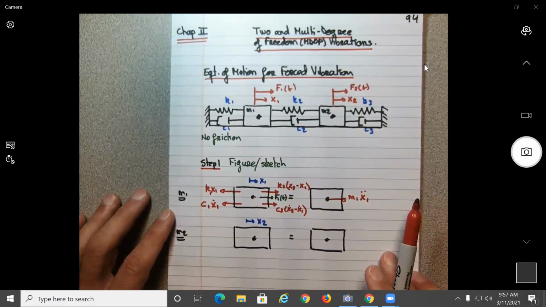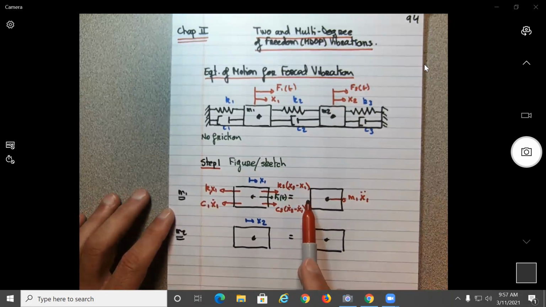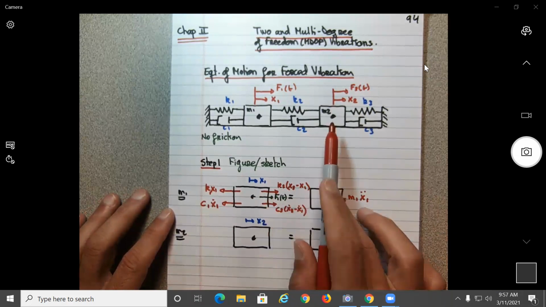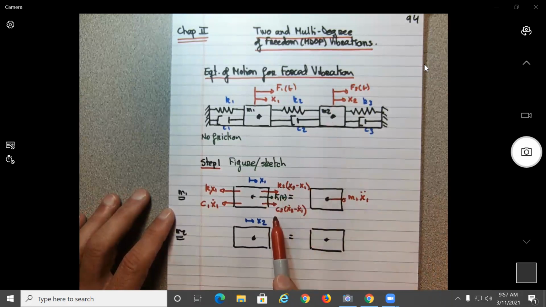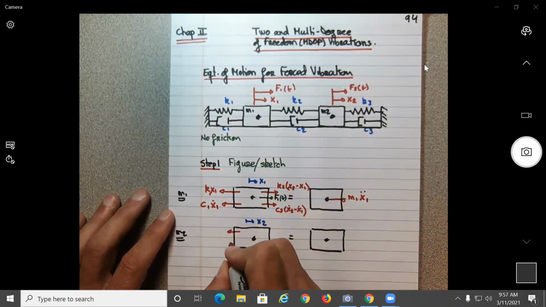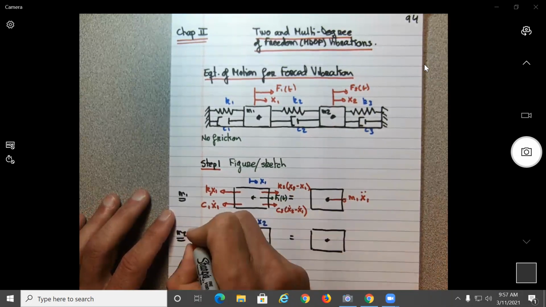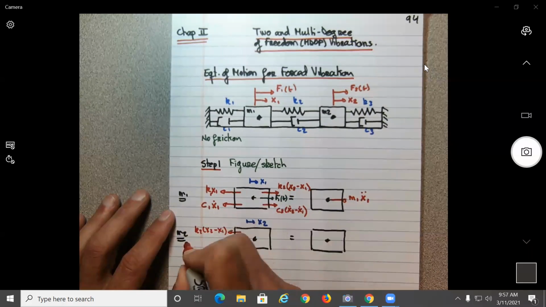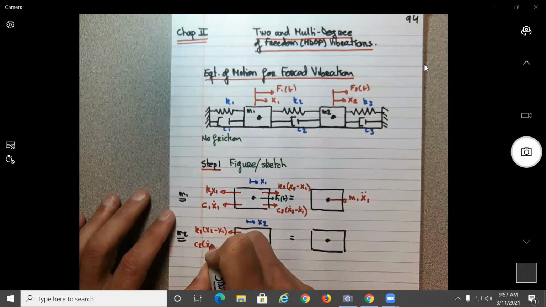So now we do the same thing for this figure. What are you going to have in block 2? You're going to have the reaction from these two forces, no? So in this 2, you should have basically the K2 in that direction and the C2 in that direction. So this should be K2 X2 minus X1. And C2 X dot sub 2 minus X dot sub 1.